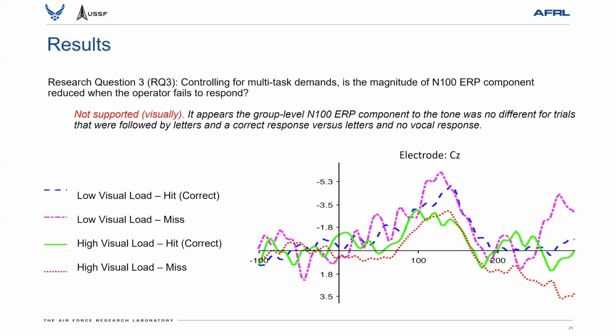Looking at research question 3, visually, we are not finding support for this, such that the green and red are grouped quite tightly, and the purple and blue are grouped quite tightly, meaning that there was no difference after controlling for the task demands in the visual task between hits and misses.